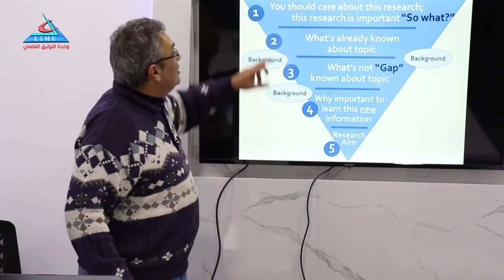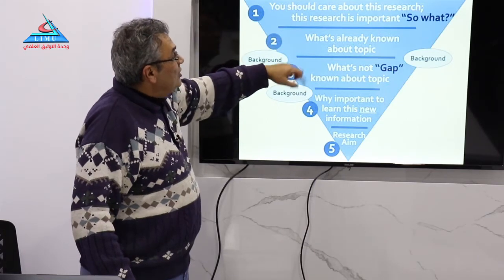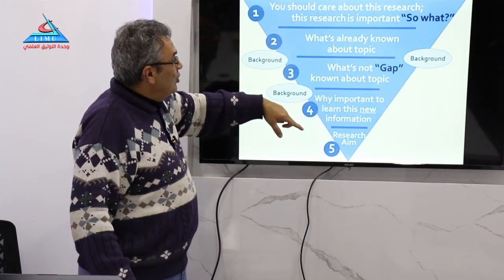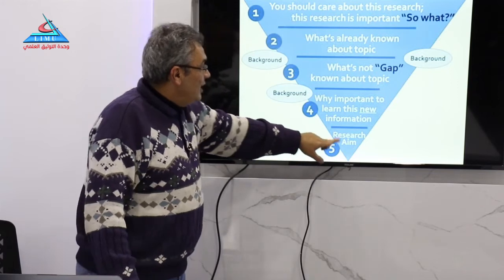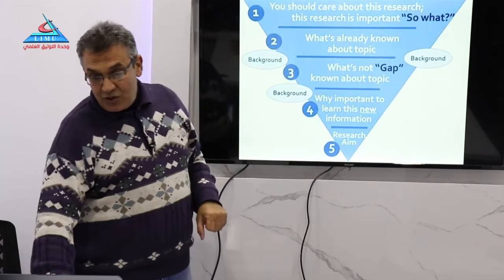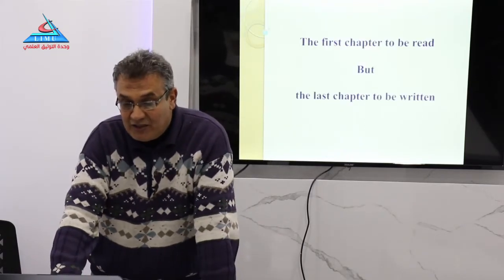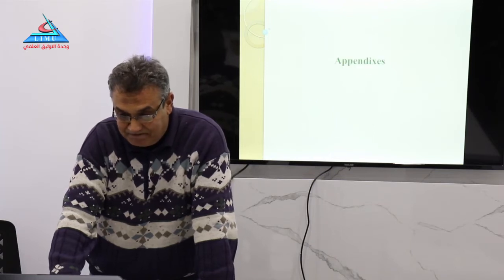And finalize your introduction by stating the aims in a clear way. This is another thing you should care about. This research is important. What is already known, what is not known, why it is important, and what is the research aim. And this is explained in the background. So it is the last chapter to be written but the first chapter to be read.